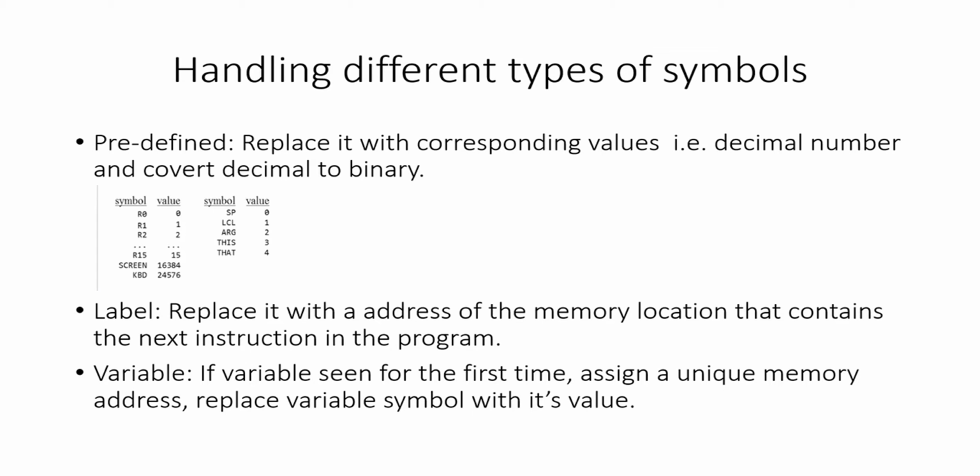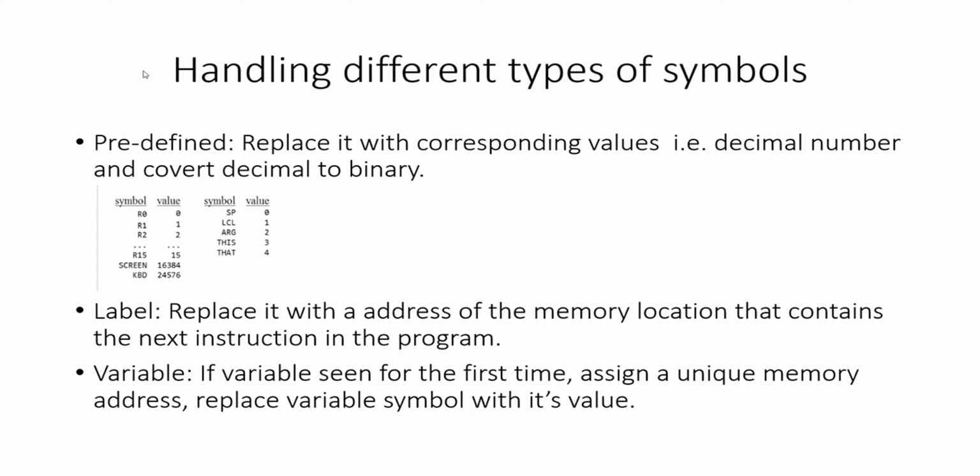Label symbols are used to label destinations of code jump commands. It is declared by a pseudo command in parenthesis (XYZ), where XYZ is any sequence of characters within the parenthesis. This is also called a pseudo command because it doesn't actually generate real code. Meaning, whenever we see this label symbol, we mean to replace it with the address of the memory location that contains the next instruction in the program.